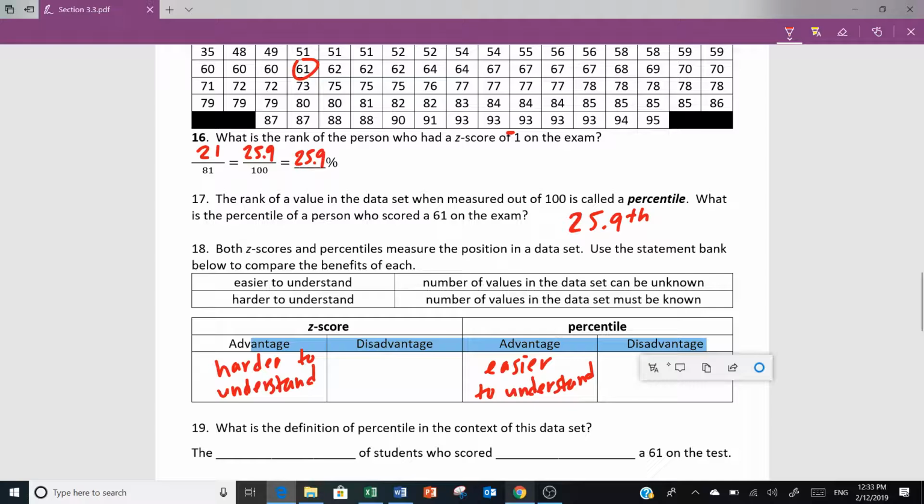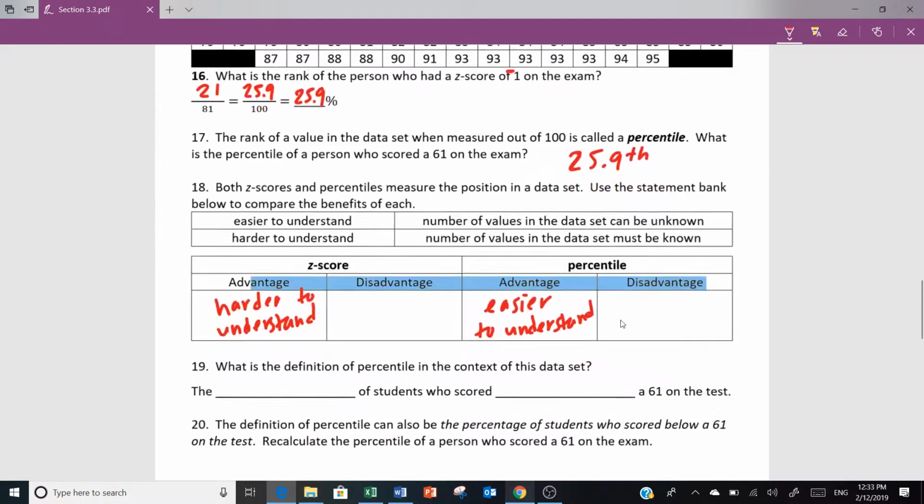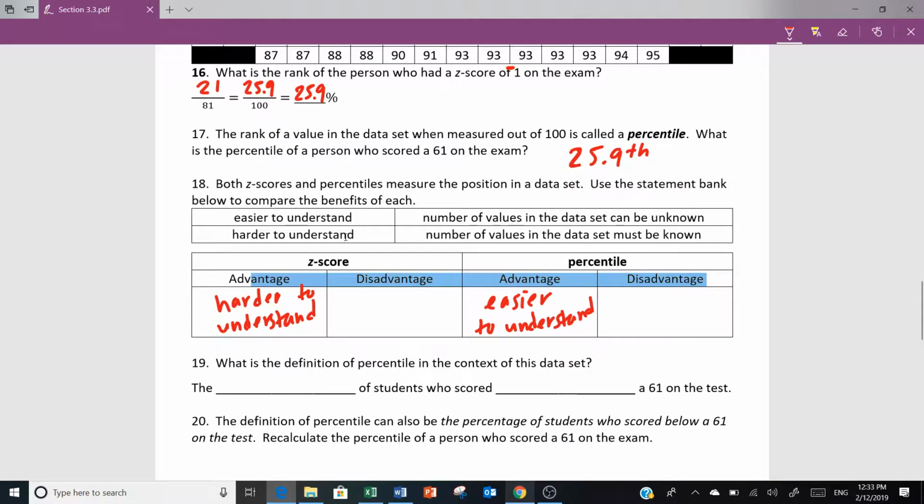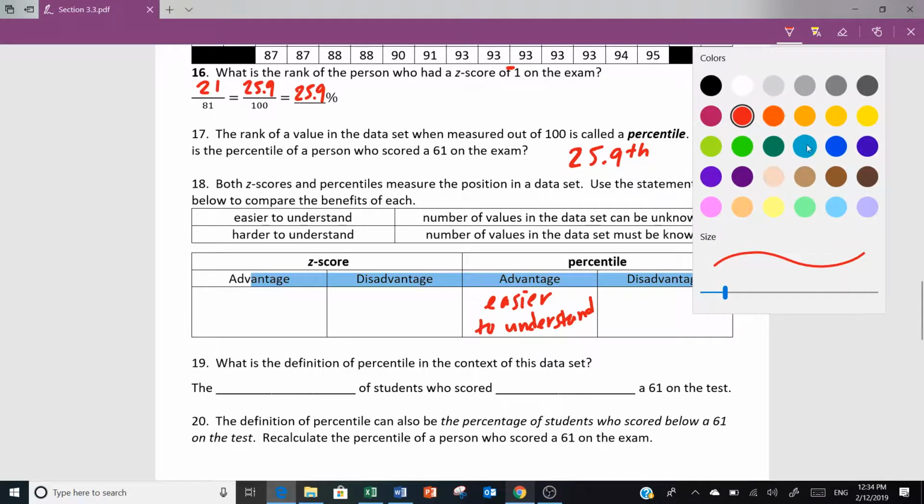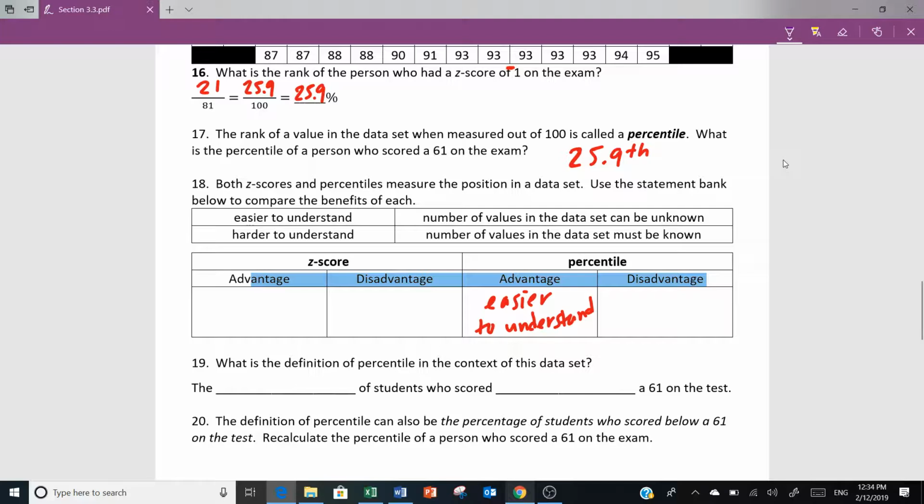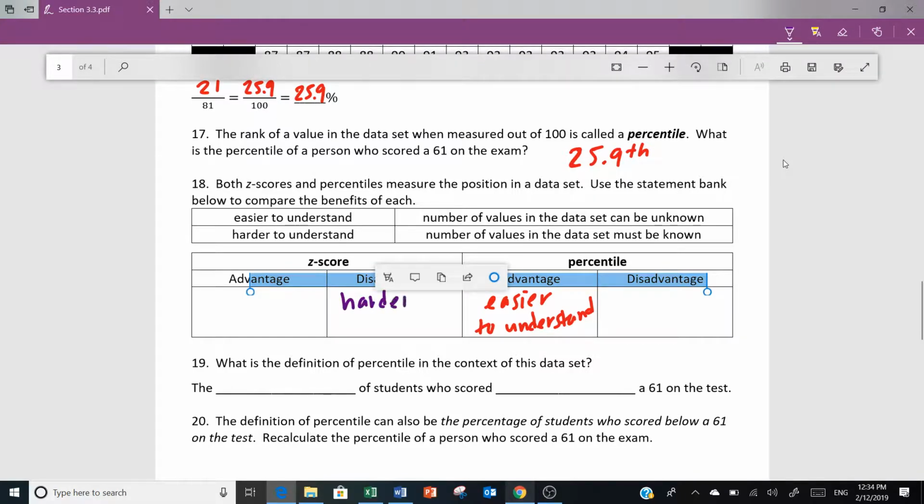Okay, which means, however, for the percentile, what do we have to know? Yeah. Sorry. My bad. It's like you make one mistake and then the whole problem is off. Harder to understand. Okay.